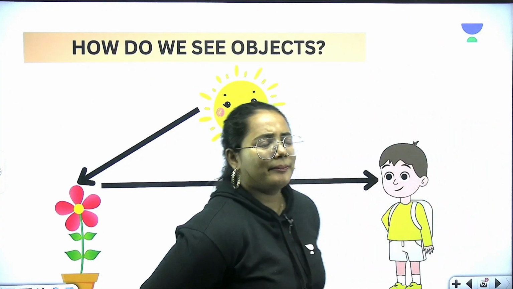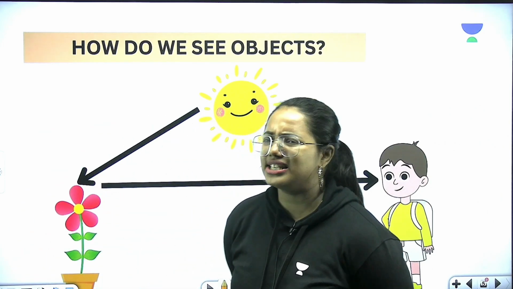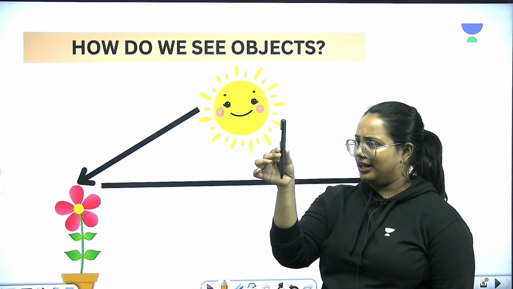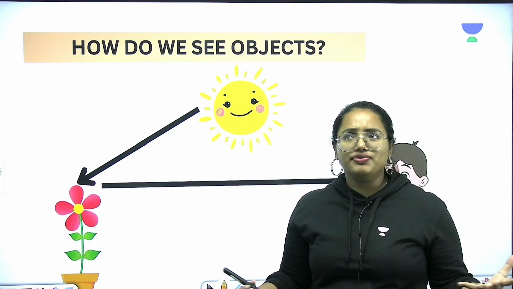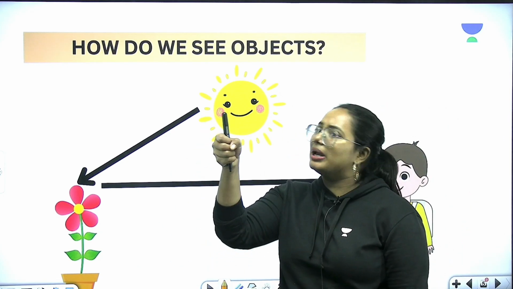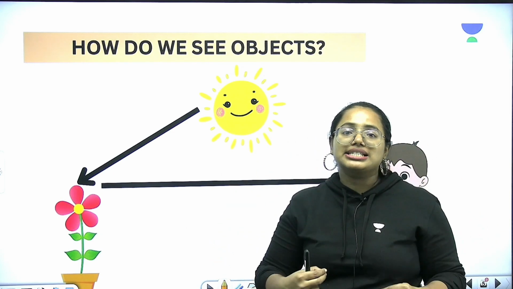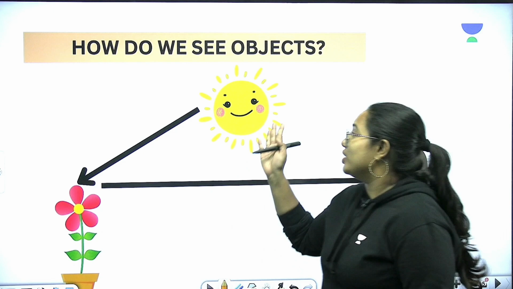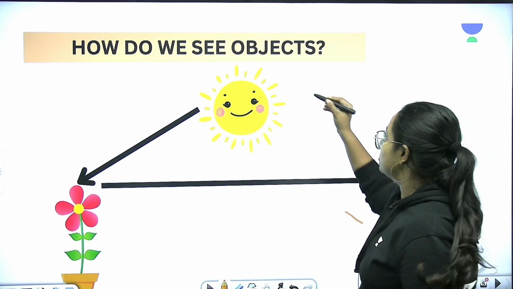How do we see objects? That's an important question, right? For example, if I want to see this particular pen, there must be light, right? Imagine if there is no light in this room, then what happens? I will not be able to see this pen for sure, right? So that's what we need to understand, that there must be a light source. In this scenario, I have considered the sun as a light source.